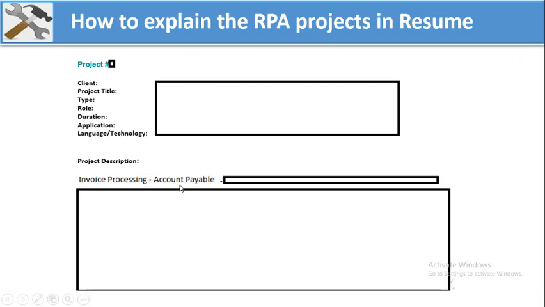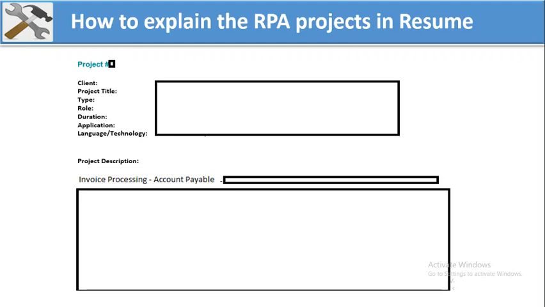So I would suggest that however many projects you have worked on, simply list them as project number 1, 2, 3, and 4, and give a brief main point or highlights: the name of the client, project title, type, role, duration, application, and language.